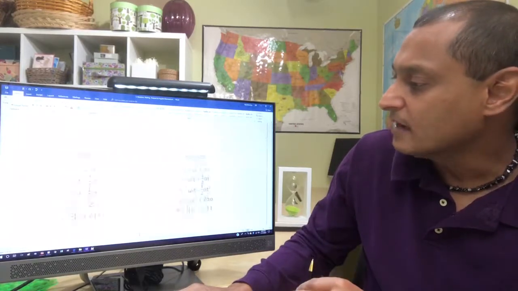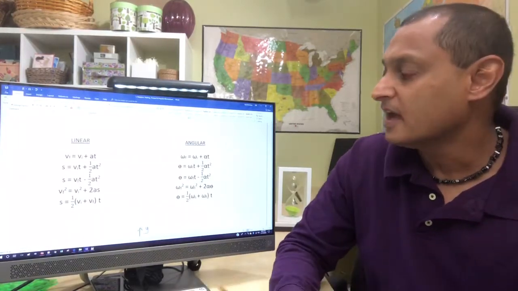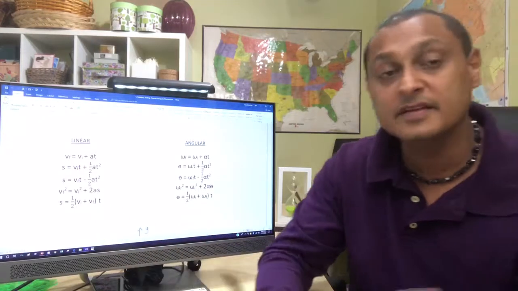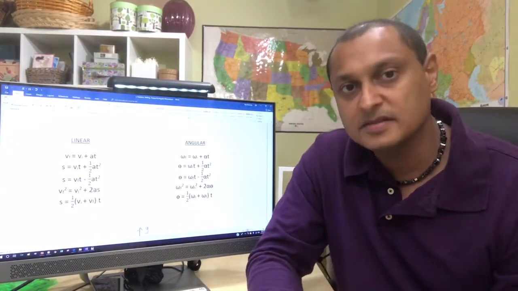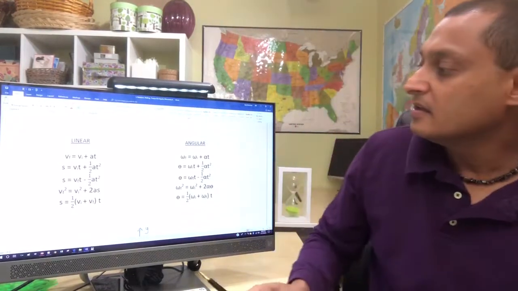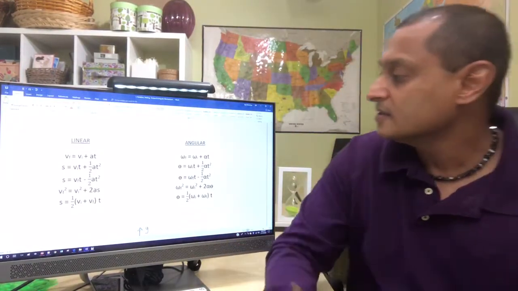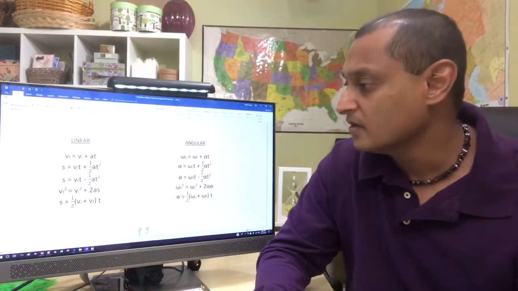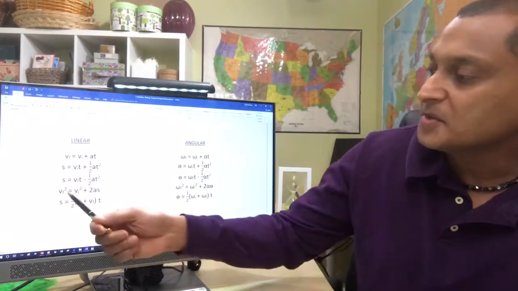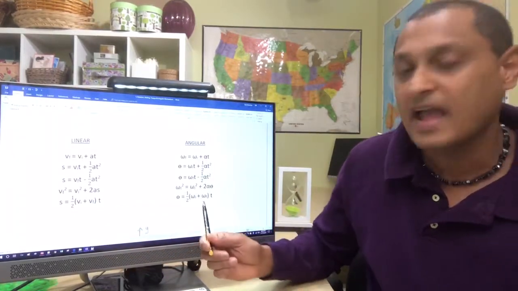If we were to scroll down and compare side by side, these were the equations that were derived, the linear equations for motion that were derived in Chapter 1 on kinematics and projectile motion. Here are the angular equations. They are identical in form. All we've done really is switch out the linear parameters for their angular counterparts.